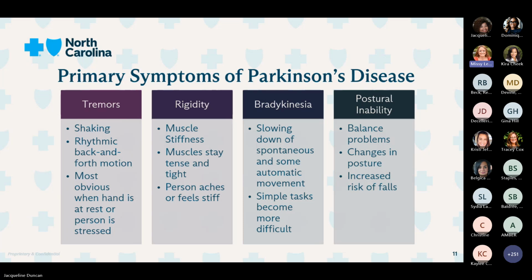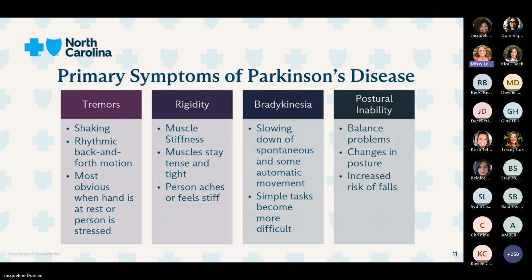This is the shaking with back and forth movement. It's most obvious when the person is at rest or if they are stressed. Often it disappears when sleeping and it may improve when making intentional movement. Rigidity, known as muscle stiffness, is a resistance to movement. If movement is forced, it will result in short, jerky movements.